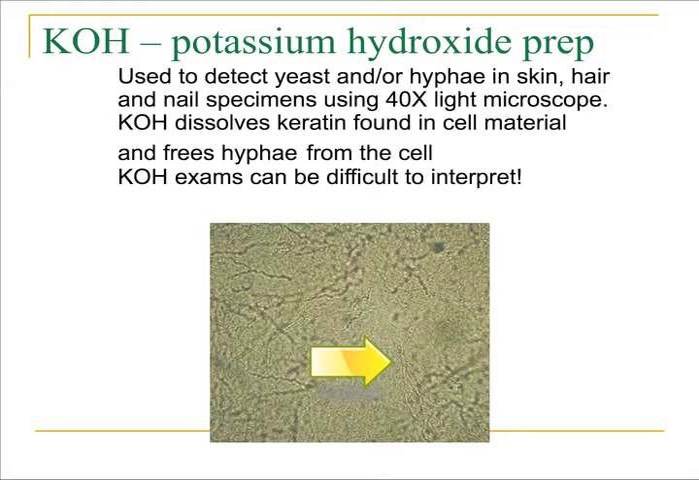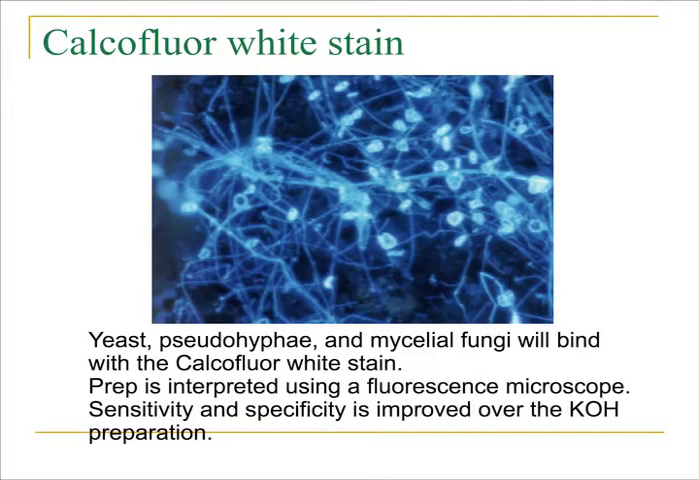On the next slide, it talks about the Calcofluor white prep. This is the Calcofluor white stain, how we've moved on from the KOH. The Calcofluor white is much easier to observe yeast or mold. The yeast and mold will bind with the Calcofluor white stain. You do have to use a fluorescent microscope to interpret this, and the sensitivity and specificity, however, is far better than the KOH, so it is certainly worth the effort to read on a fluorescent microscope.